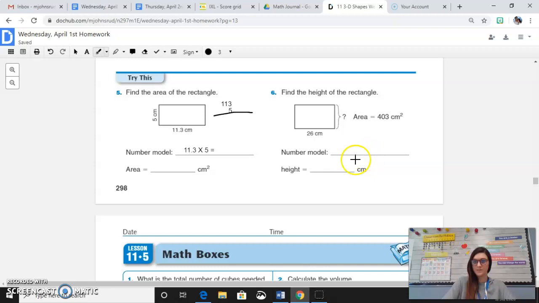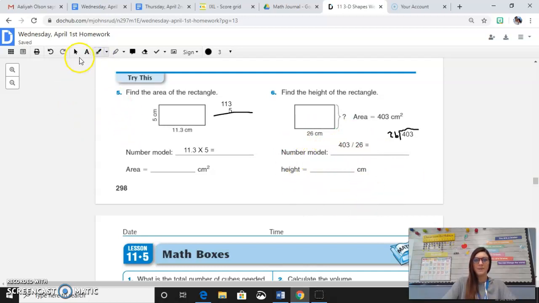For this one, it's a little bit different. It says find the height. So it gives you the area, gives you the base or the length. You need to find the height. So you're going to be dividing here again. 403 divided by 26 equals, and you're going to have to write that out over here. You're going to have to write 403. Then you're going to have to do your divide sign. You're going to divide that by your 26. You're going to have to figure out, okay, how many times can 26 go into 40? Subtract, pull down your 3, and figure out your answer, okay?